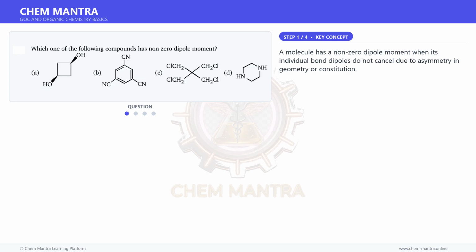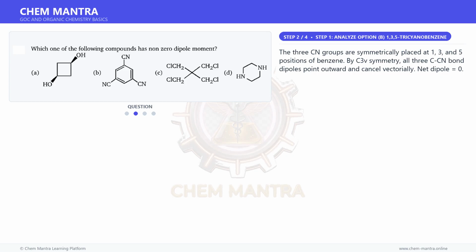A molecule has a non-zero dipole moment when its individual bond dipoles do not cancel due to asymmetry in geometry or constitution. Moving on to the next step. The three CN groups are symmetrically placed at 1, 3, and 5 positions of benzene. By C3v symmetry, all three C-CN bond dipoles point outward and cancel vectorially. Net dipole is equal to 0.